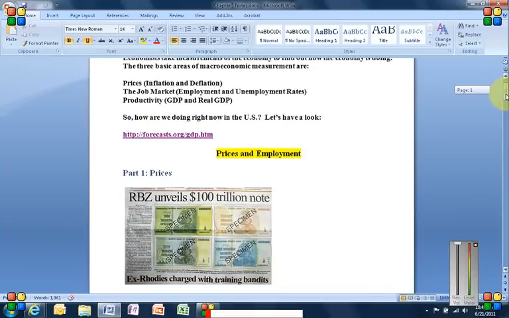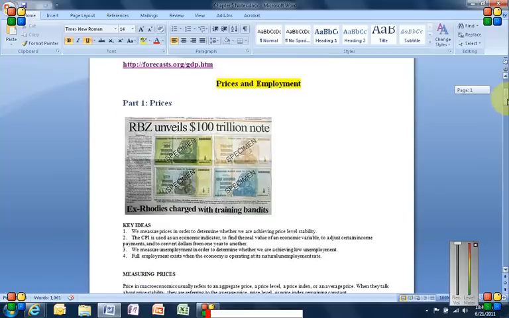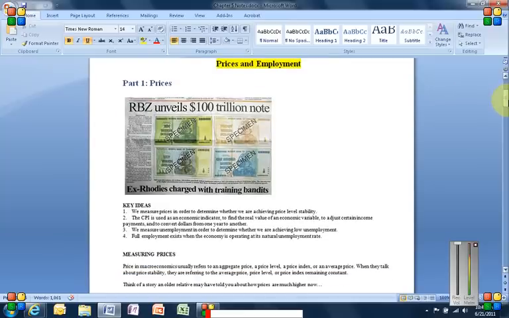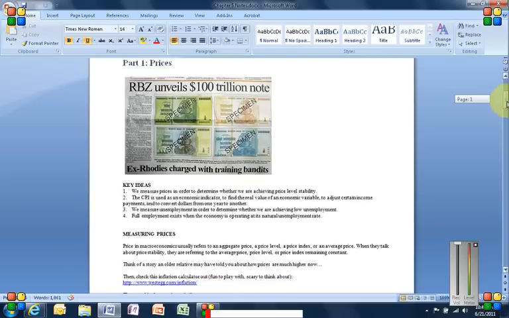Now let's delve in a little bit more specifically to prices and employment. We're going to deal with prices first in this tutorial. You see a picture of a note that comes from another country that is worth $100 trillion. I actually have one of these bills, it's worth, I believe, $100 trillion, or at least 100 trillion worth of the currency for that country, which has now been discontinued. The question is, is that worth a lot or not? It all depends on the price of the products and services that you would use that currency to purchase.